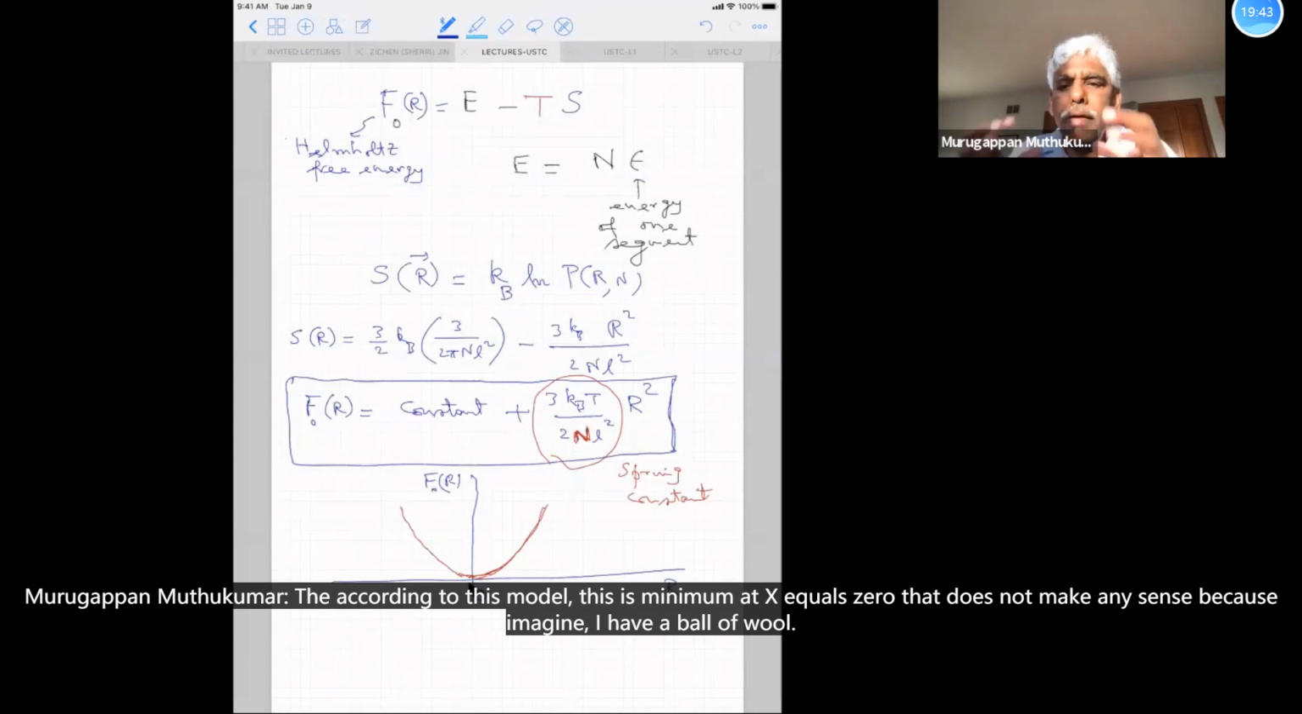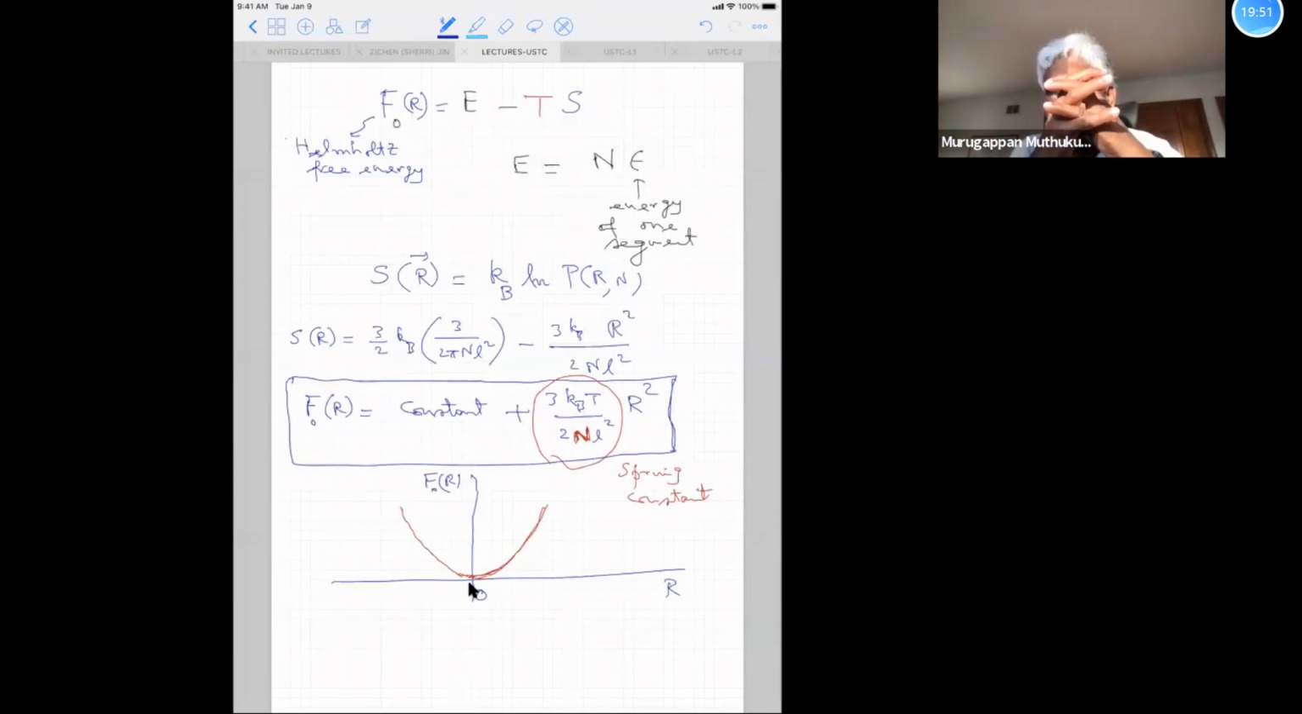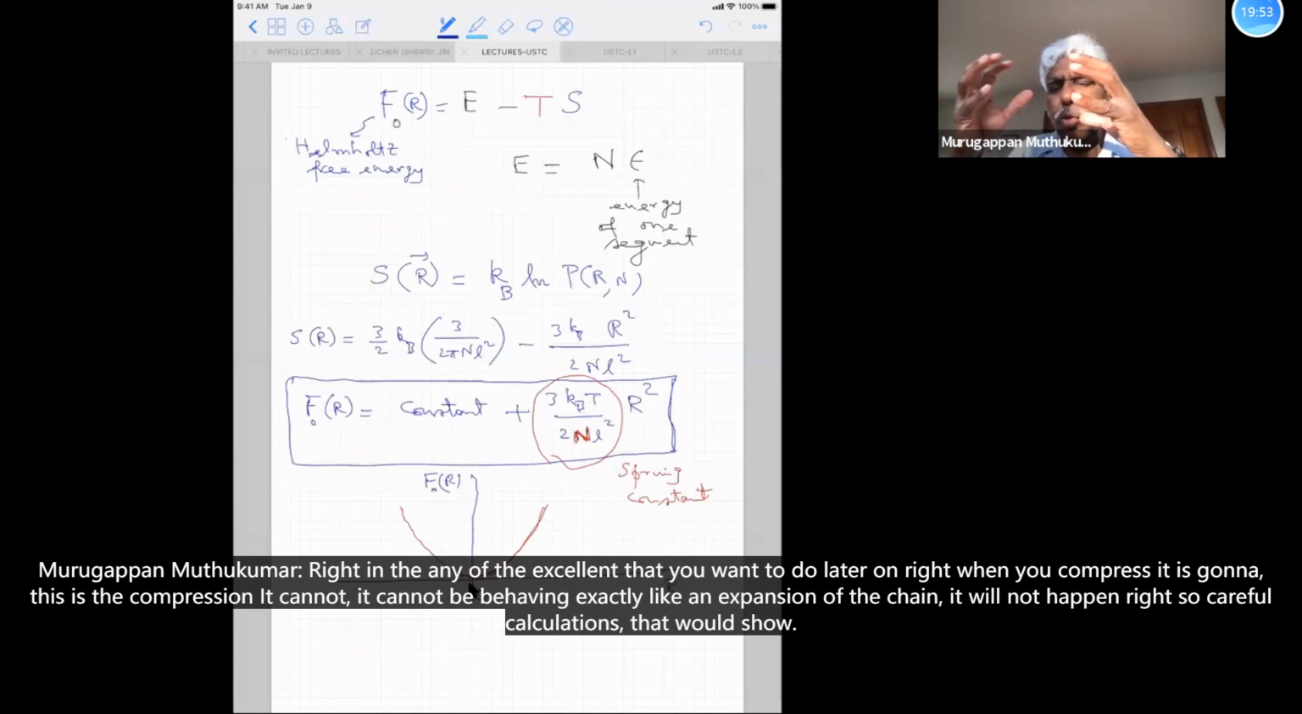Because imagine I have a ball of wool, I stretch it, there is a spring constant, but take this ball of wool and then I compress it, in any of the experiments that you want to do later on. When you compress it, it's going to resist compression. It cannot be behaving exactly like an expansion of the chain. It would not happen.